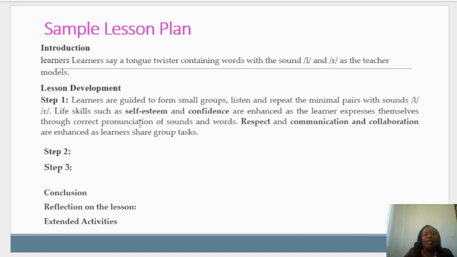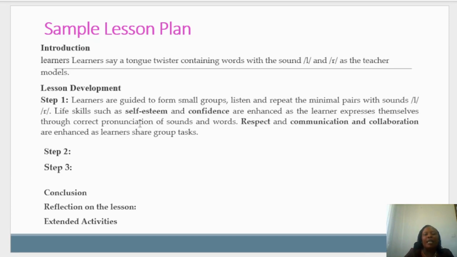For example, we are just talking about learners saying a tongue twister. That is the introduction, consisting of sounds. This is an English lesson. Sound l and sound r as the teacher models. So then we have got the lesson development.